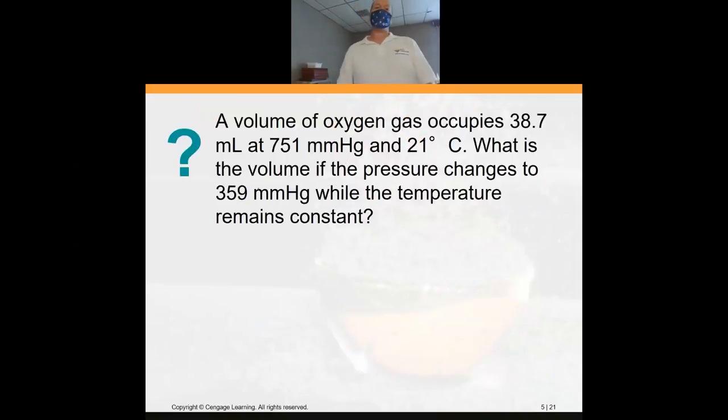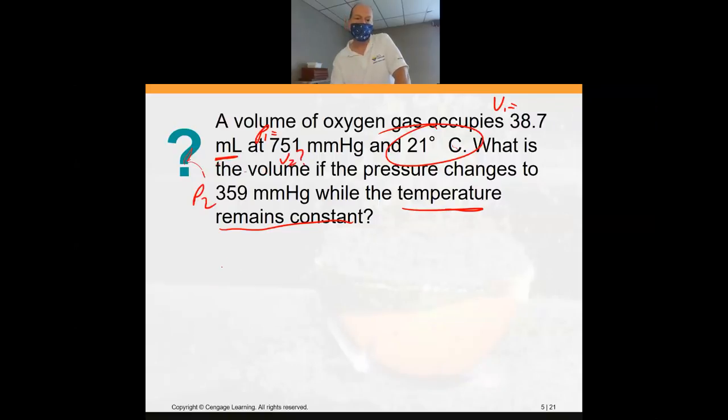Here would be a question. A volume of oxygen gas occupies this volume. The first volume I come to, I call V1. At this pressure, this is the pressure I will call P1. Then they're going to give a temperature. As long as that temperature doesn't change, as long as temperature remains constant, we're not going to use that temperature for anything. So what is the volume if the pressure changes to pressure 2? Volume 2 is the question mark.